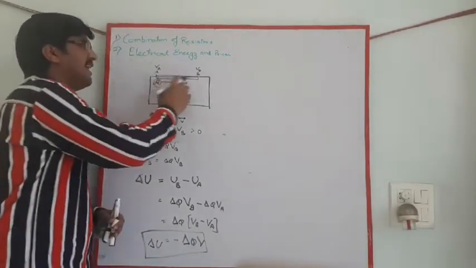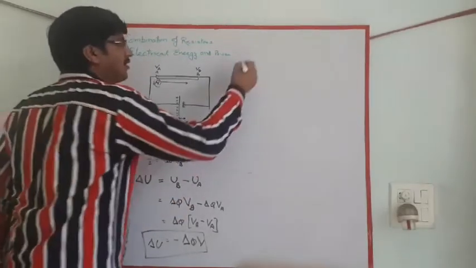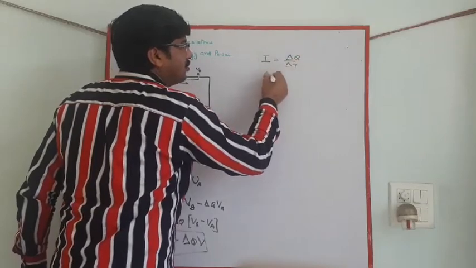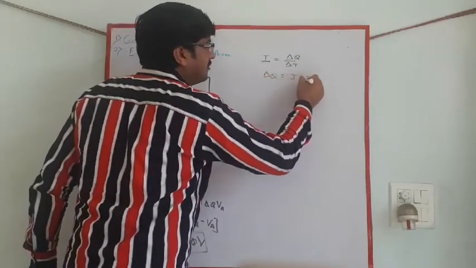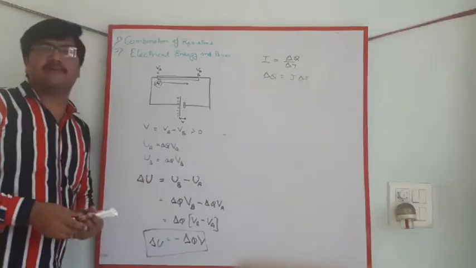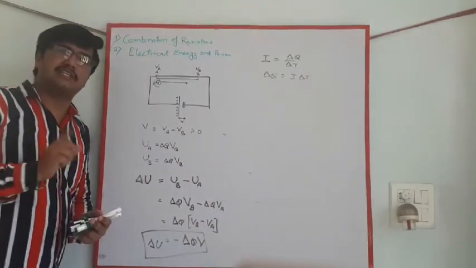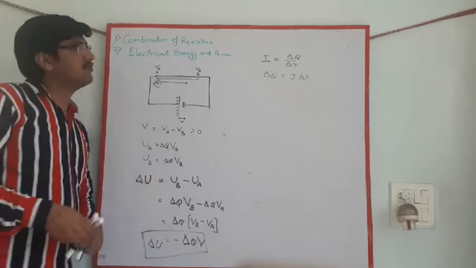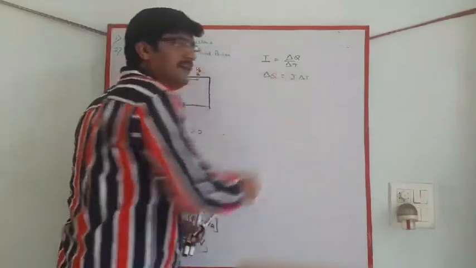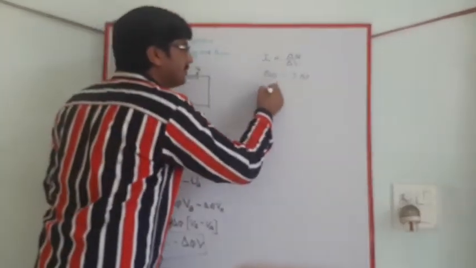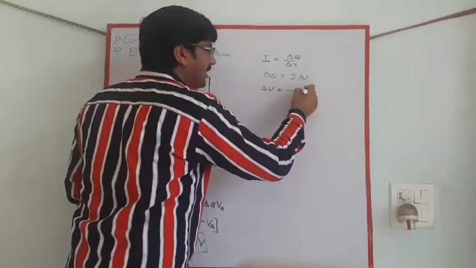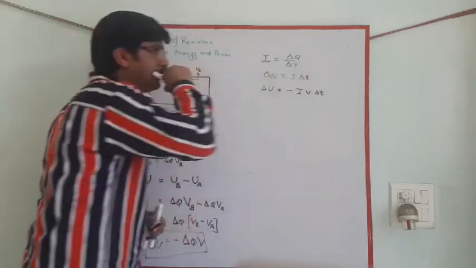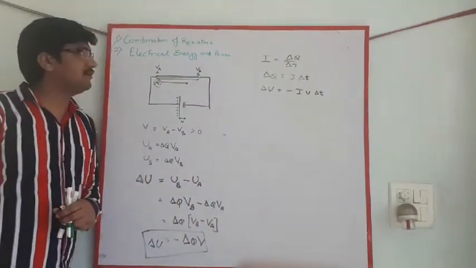If the charge takes delta t time, then current I will be equal to delta Q by delta t. Here delta Q becomes equal to I delta t. Because we are not dealing with the charges at rest, we are dealing with the charges in motion, so we have to convert delta Q in terms of current. What we got? Delta Q is equal to I delta t. Delta U becomes minus I V delta t. Delta t is the time interval.